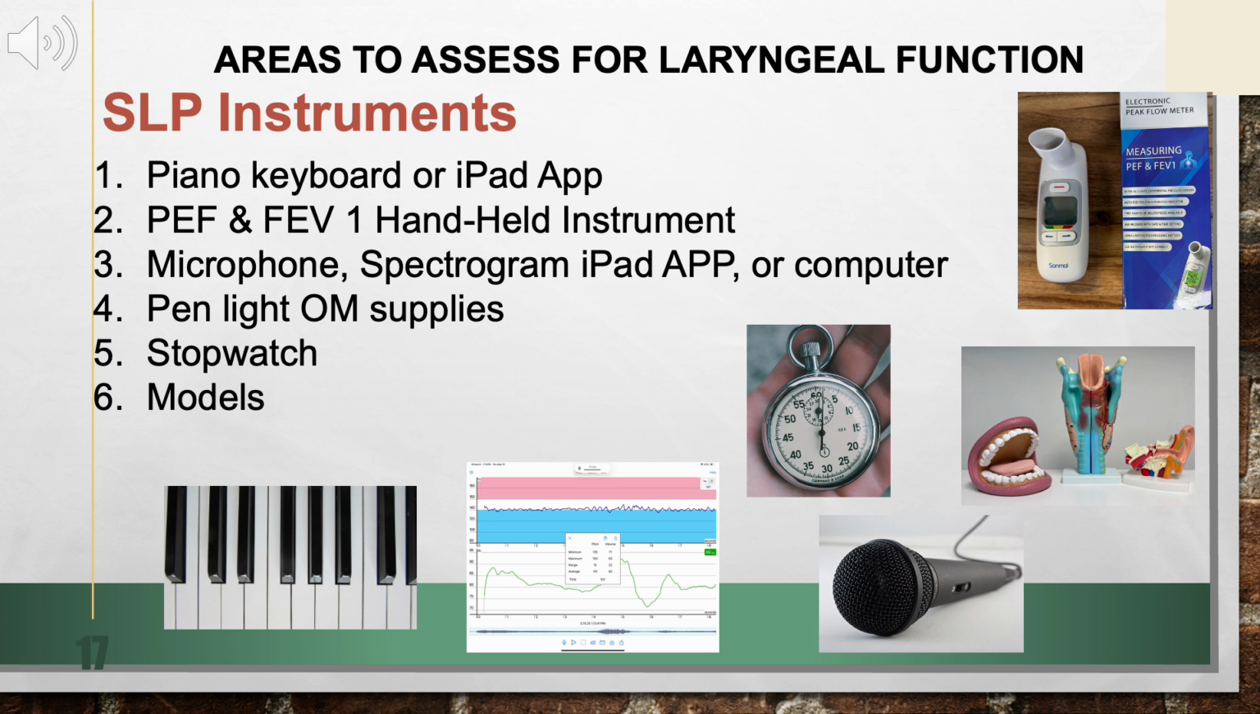Areas to assess for laryngeal function. Instruments needed to perform a comprehensive evaluation. 1. Piano keyboard or iPad app. 2. PF and FEV1 handheld instrument. 3. Handheld microphone, spectrogram iPad app or computer-based. 4. Penlight, OM supplies. 5. Stopwatch. 6. Models.